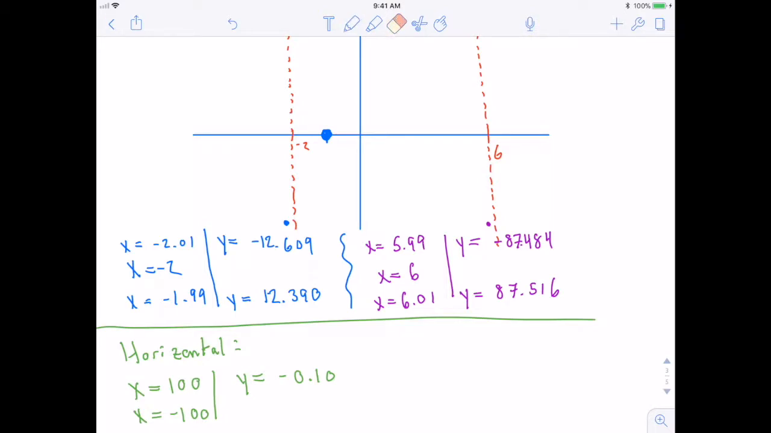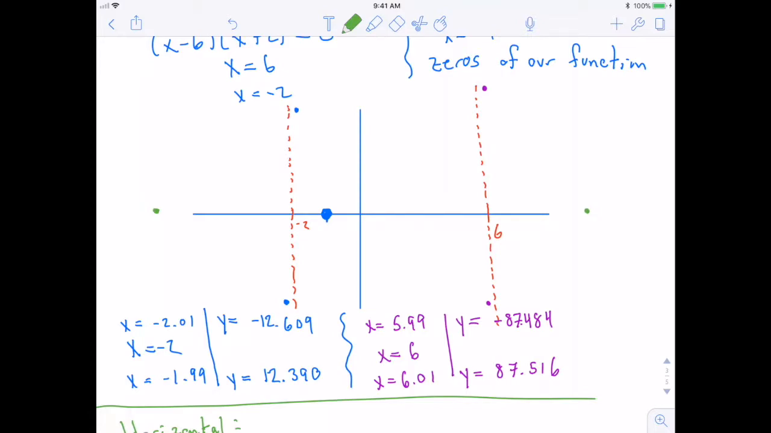Other way around. If x equals -100, sorry, y is equal to -0.010. And if x equals 100, then y is equal to 0.0105. And it looks like these are heading towards y equals 0. And so we'll have a horizontal asymptote at the x-axis here.